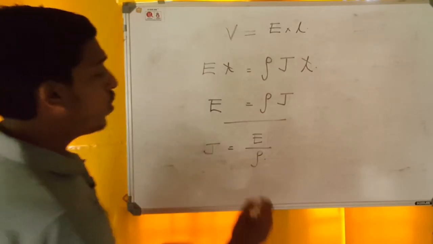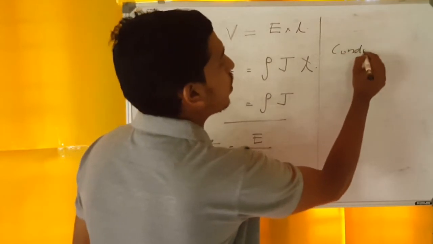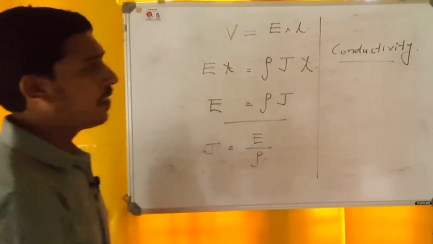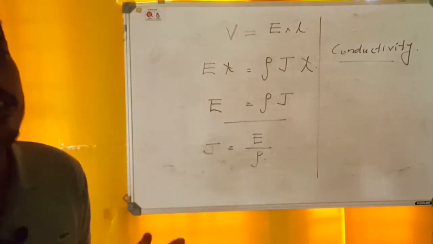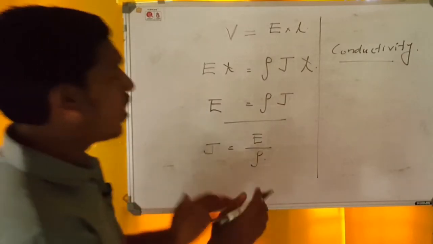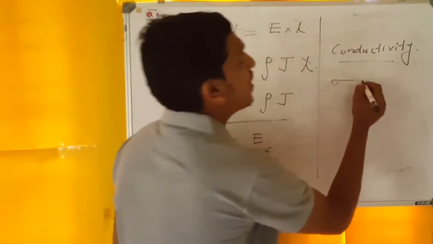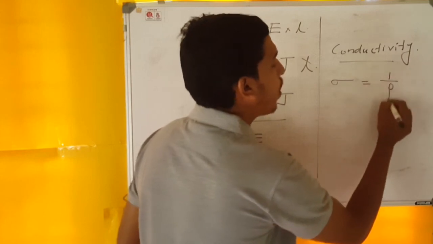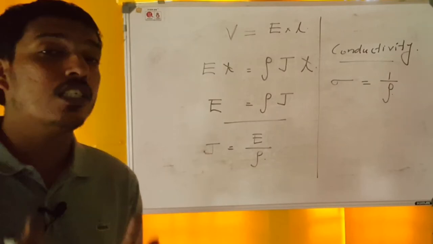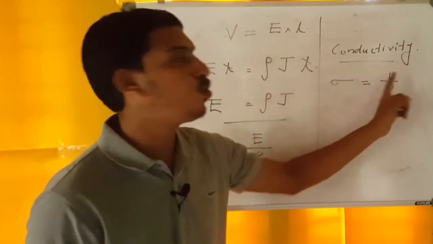So here I am introducing another new term, that is conductivity. What is meant by conductivity? Conductivity is the ability of a conductor to pass electric current through it. Conductivity is represented with the letter sigma. So we write sigma is equal to 1 by rho, just the reciprocal of the resistivity. That means it is just the opposite of the resistivity.